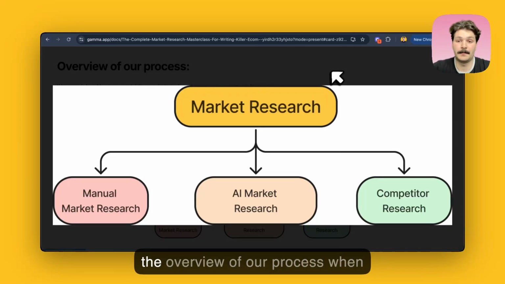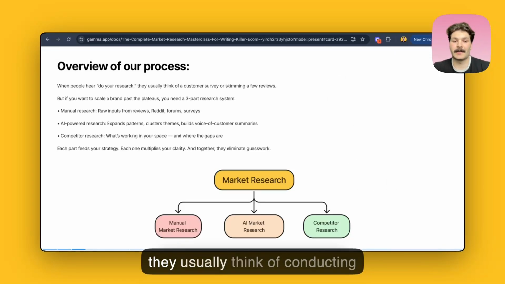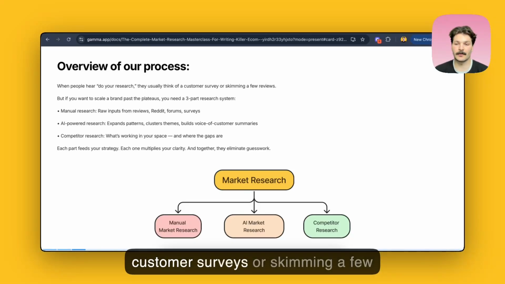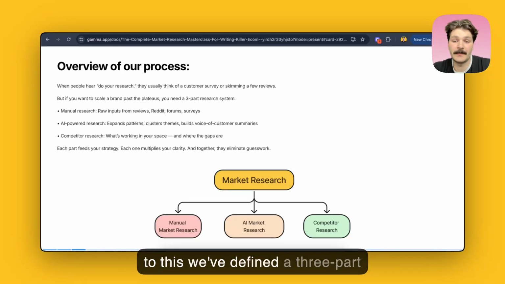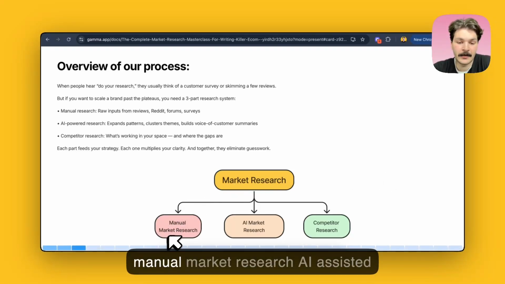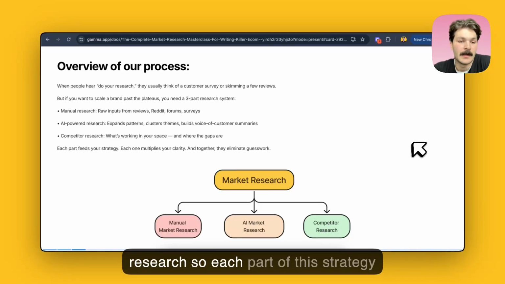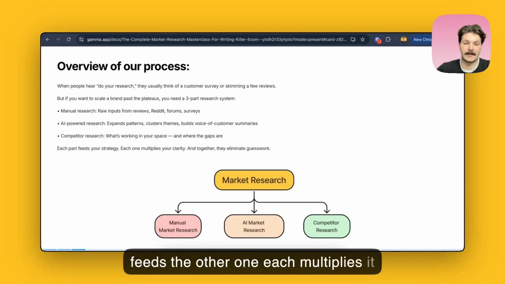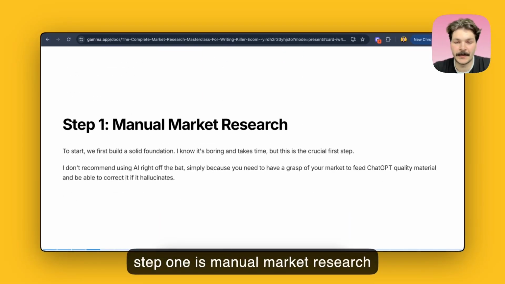So, the overview of our process. When people hear "just do your research," they usually think of conducting customer surveys or skimming a few reviews, but there is a lot more to this. We've defined a 3-part research system, which includes manual market research, AI-assisted market research, and competitor research. Each part of this strategy feeds the other one, each multiplies it, and you combine all of them together to build a rock-solid foundation. So step 1 is manual market research.